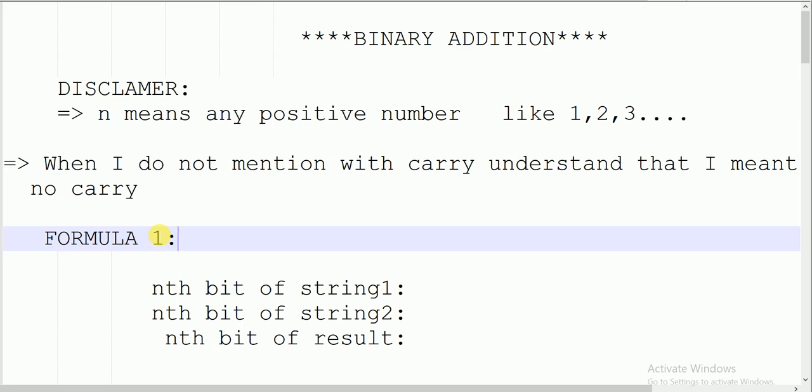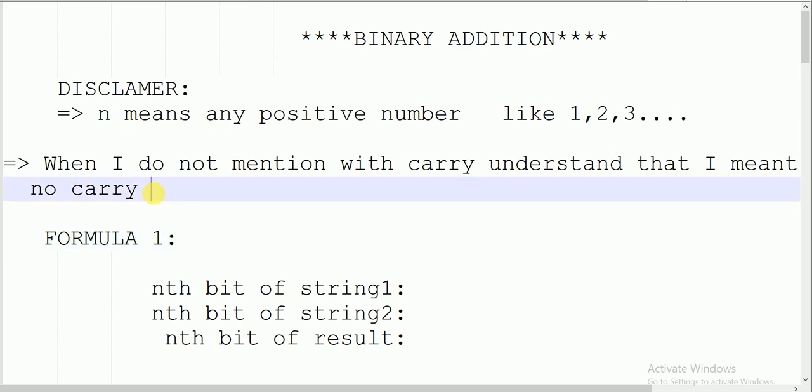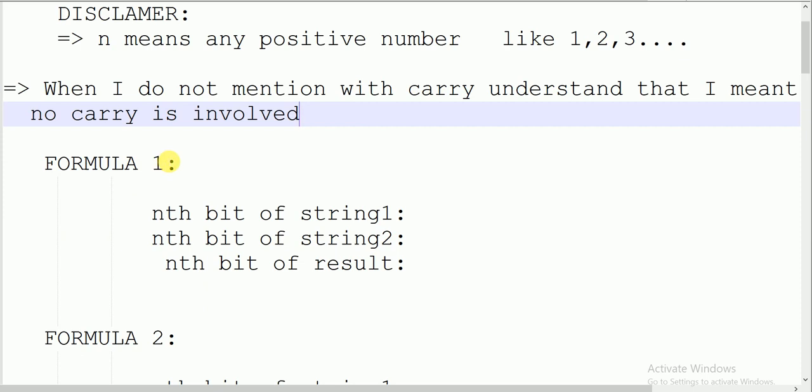Firstly, take a look at the disclaimers. Here, when I use n, it would mean any positive number like 1, 2, and 3. And when I do not mention "with carry", this is a code word, okay? Understand that I meant no carry is involved. No carry is involved. Okay, now let's get into the formulas.